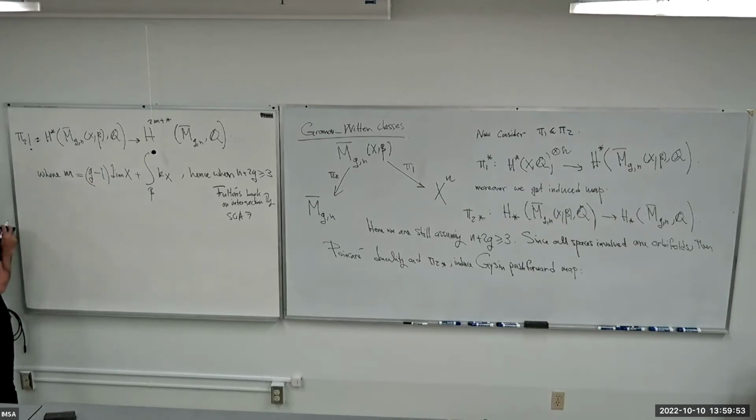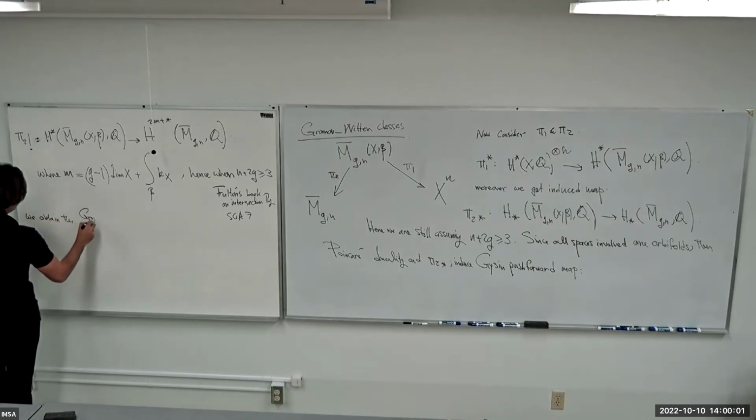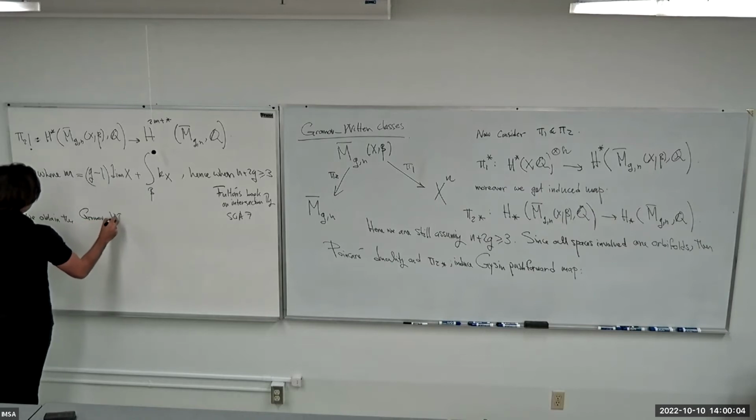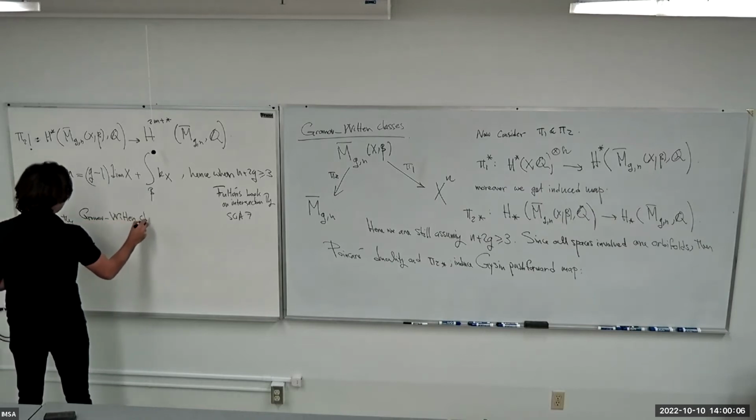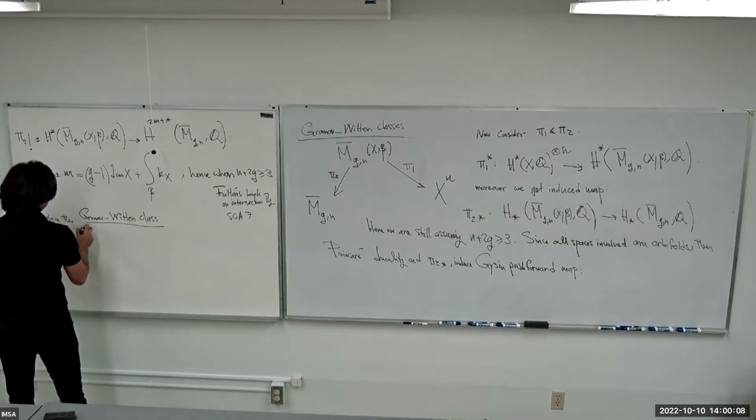So when n plus 2g is bigger than or equal to 3, we obtain the Gromov-Witten class. It's a class.